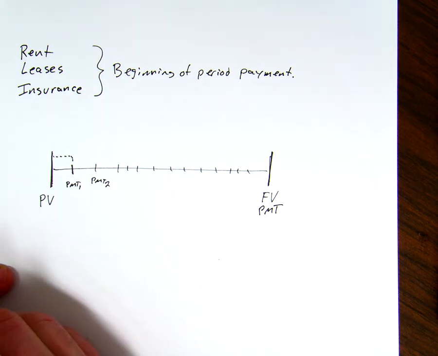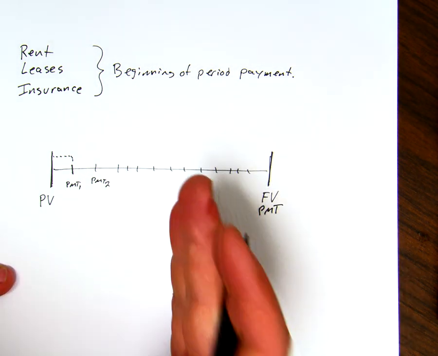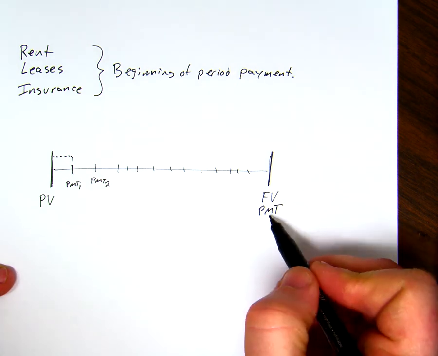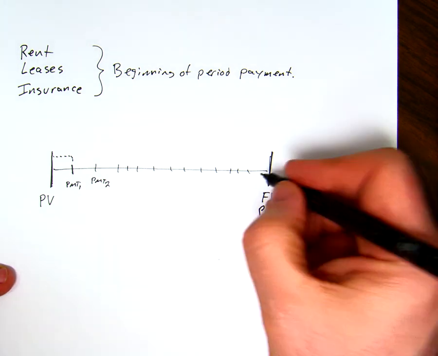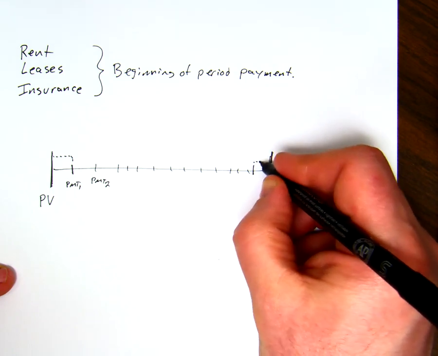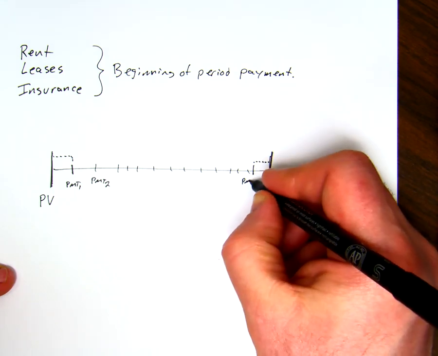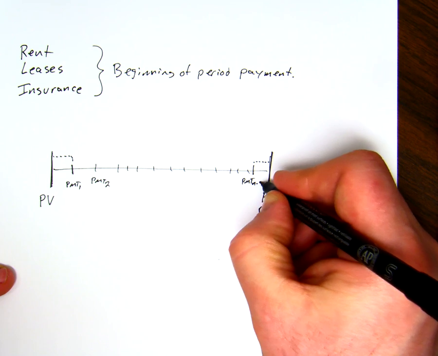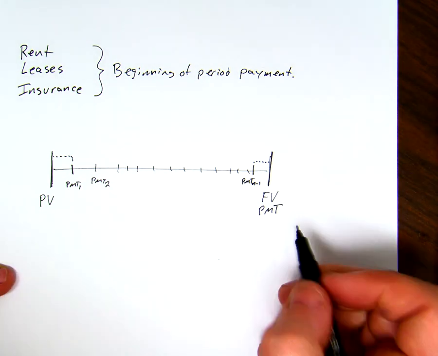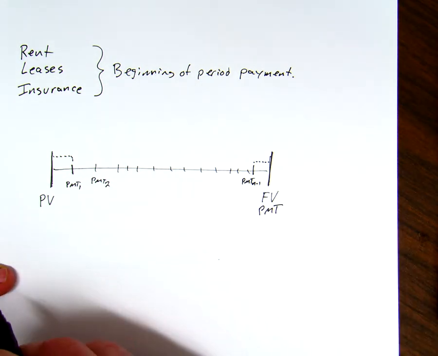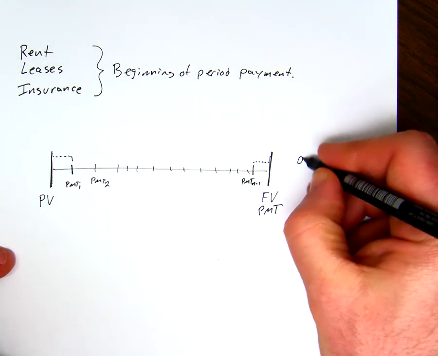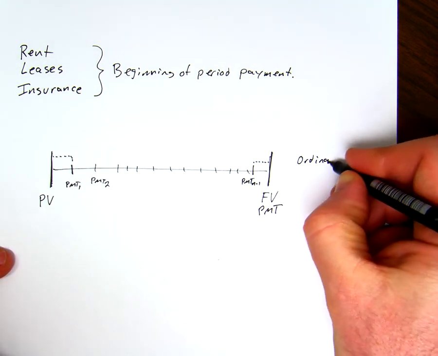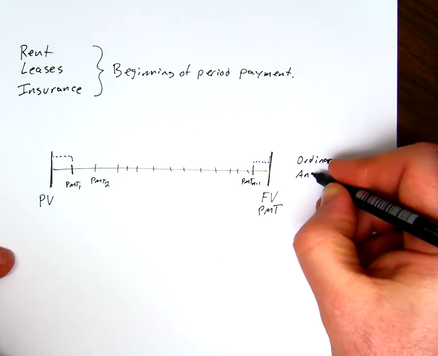If we had a loan, the loan is paid off the instant that we make that last payment. So the last payment and the future value are at exactly the same time. So one period from the end is actually the payment of n minus 1. And then the last payment is on the last date. Well, so this is an ordinary annuity.